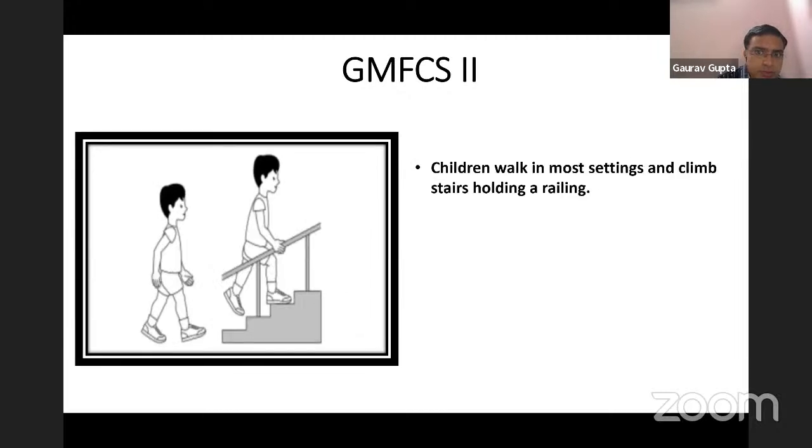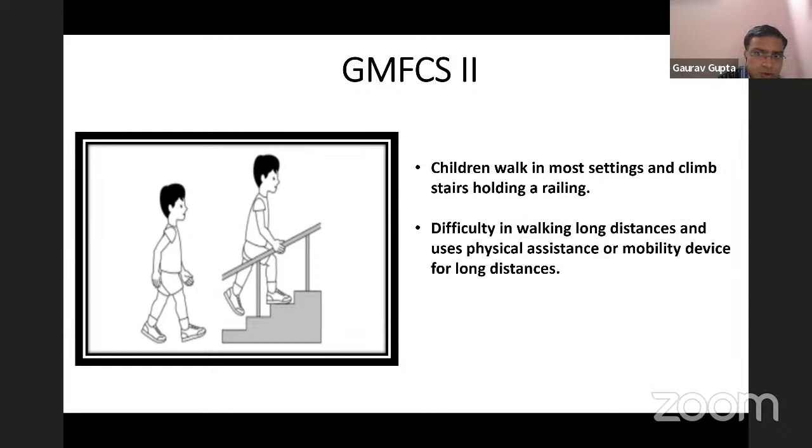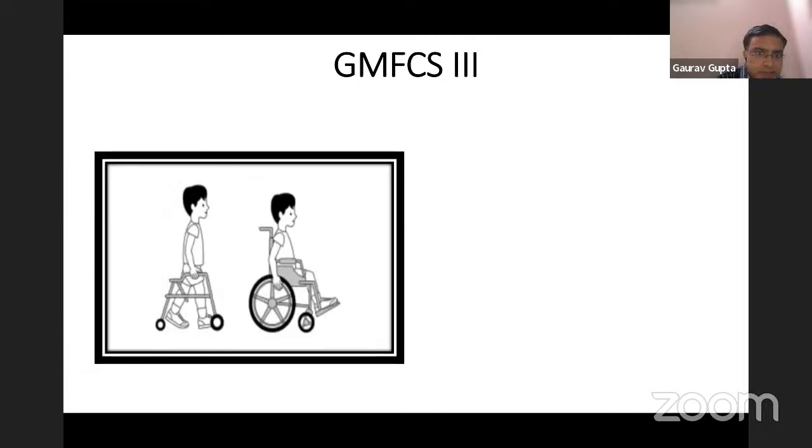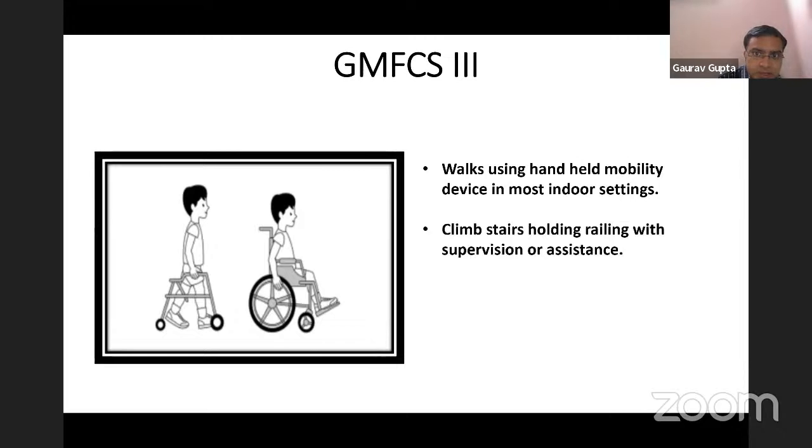Then GMFCS 2, where the child can walk in most settings, but needs to hold a railing while climbing stairs. He has difficulty walking long distances and uses physical assistance or mobility devices for long distances. And he has minimal ability to perform gross motor skills like running and jumping. GMFCS 3, where the child walks using handheld mobility devices in most indoor settings, like a walker or a cane. The child climbs upstairs holding a railing and with some supervision or physical assistance. He uses wheeled mobility for long distances.